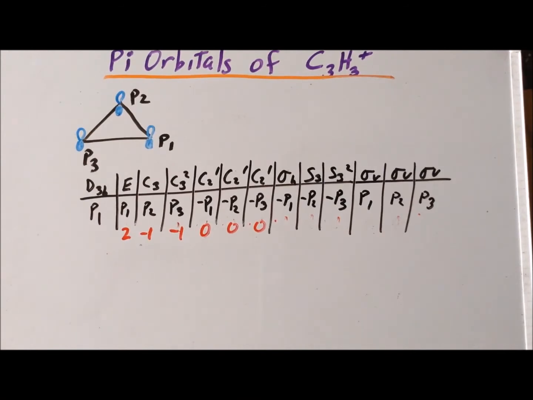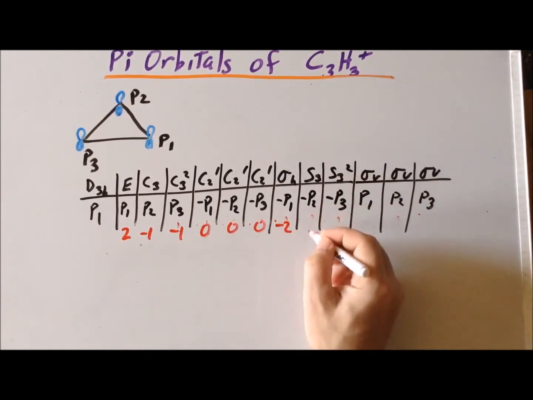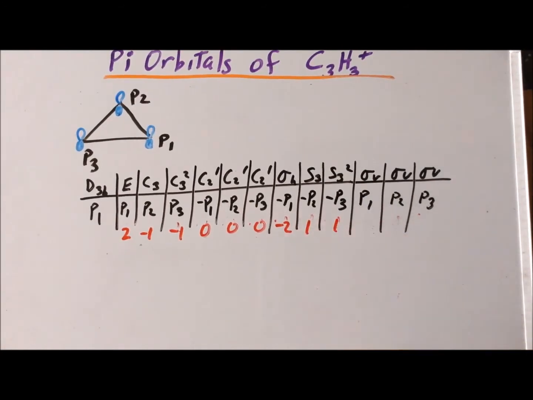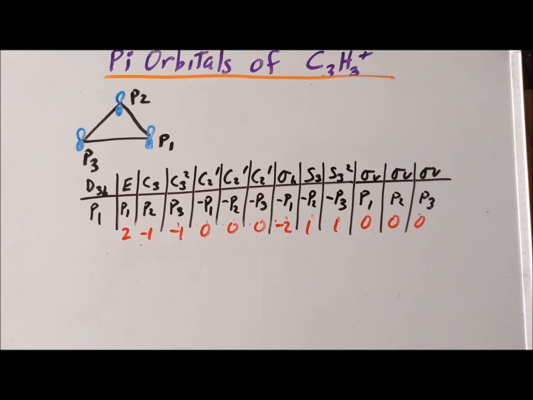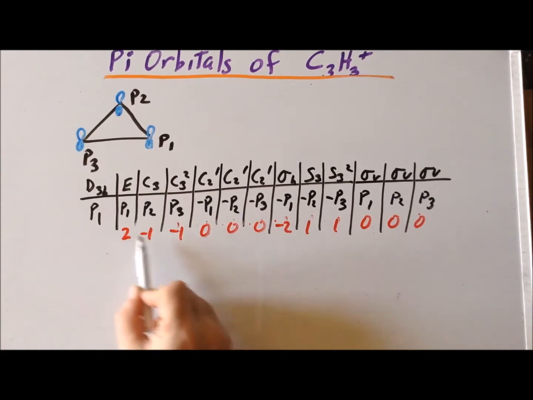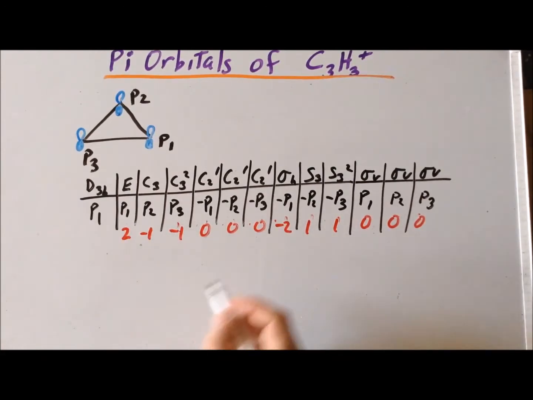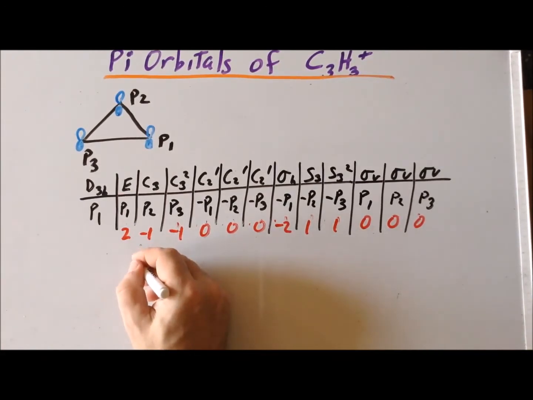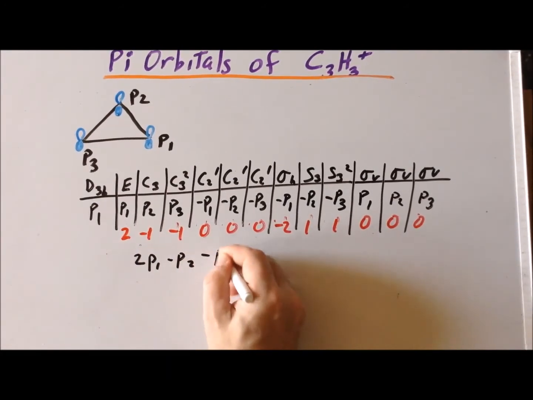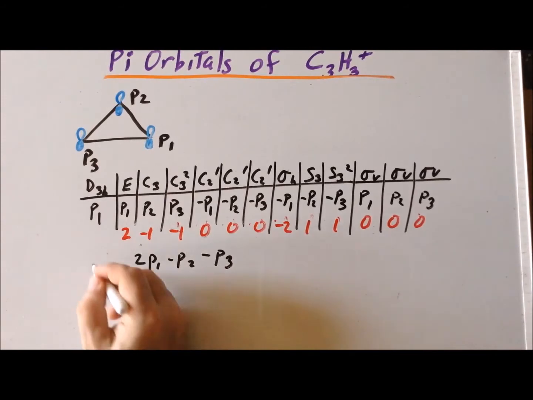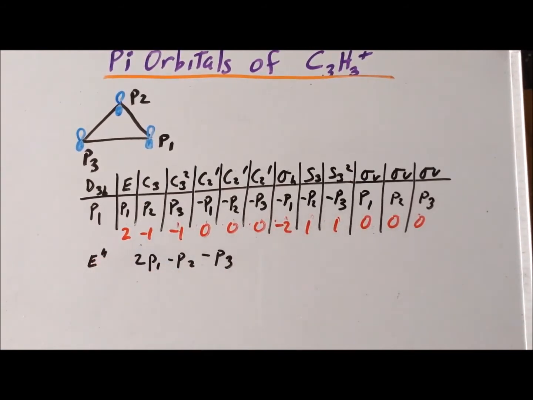For sigma H, the character is minus 2. The characters for the S3s are plus 1 and plus 1. The character for sigma V are 0, 0, and 0. And if we multiply each character in the second row by the character in the first row, and reduce to the lowest terms, we get 2p1 minus p2 minus p3 for our E double prime orbital.